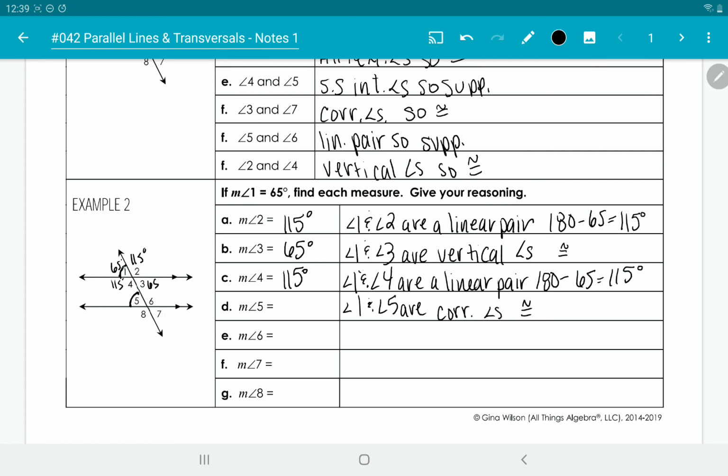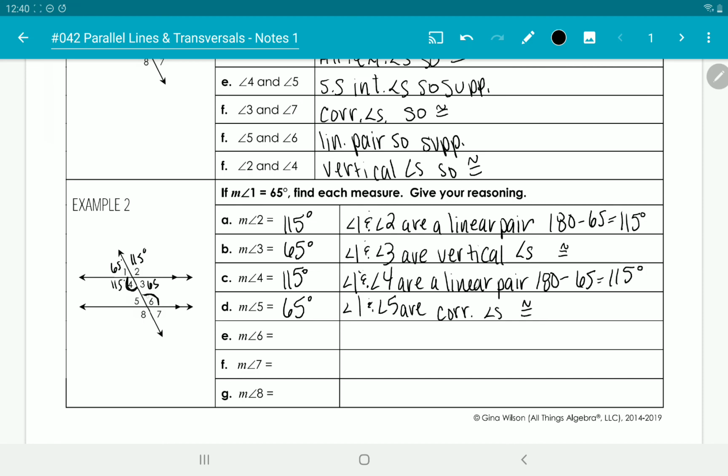So if they're the same, angle 1 is 65, and if angle 5 is the same as angle 1, then it's also 65. Okay, so this one's going to be 65, but I'm actually going to erase that because we don't need it. Okay, angle 6, we can go ahead and compare it to any of the ones on the top, but let's go ahead and just do angle 4 here.